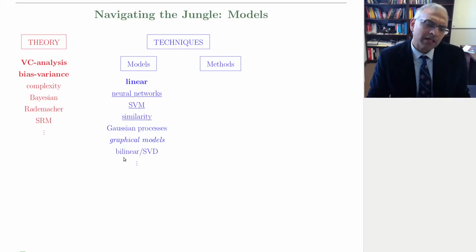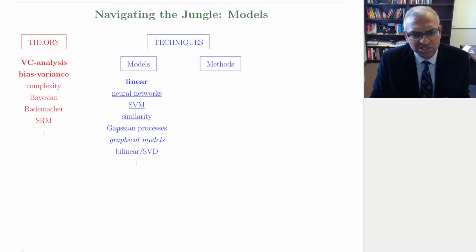So we'll discuss neural networks, support vector machines, and similarity later, and that's why I've underlined them. So I won't spend too much time there. I will just briefly touch on some of the other models. So Gaussian processes is this approach to regression, which is essentially Bayesian, and it says that you have some prior of your target function, and it's a Gaussian prior, and then that leads to this model called Gaussian processes.